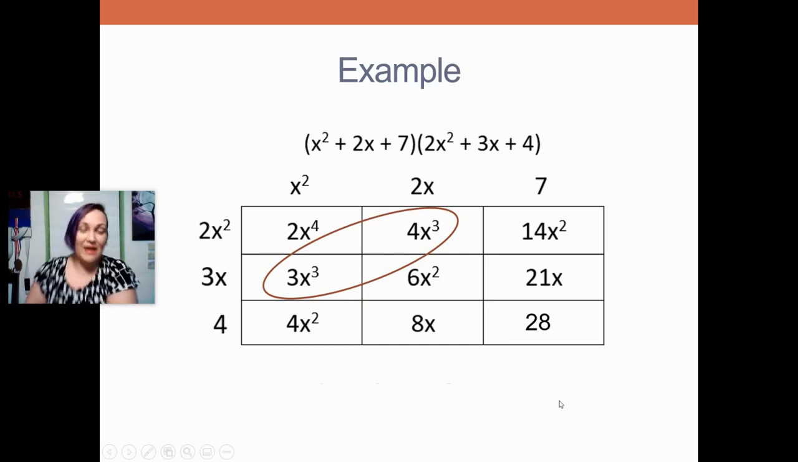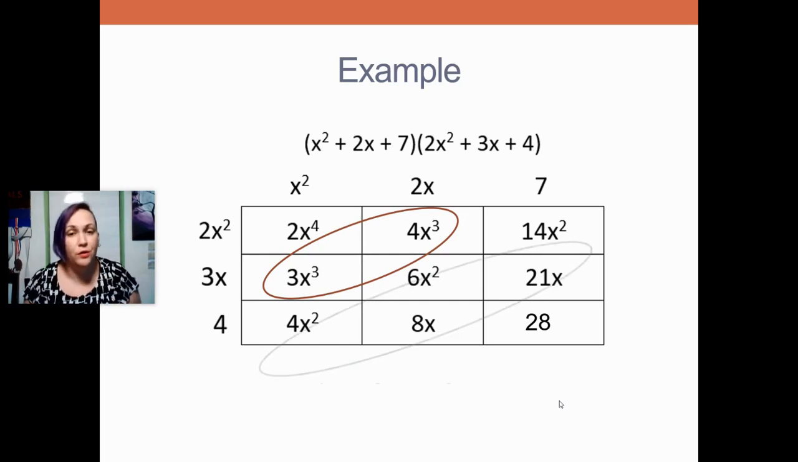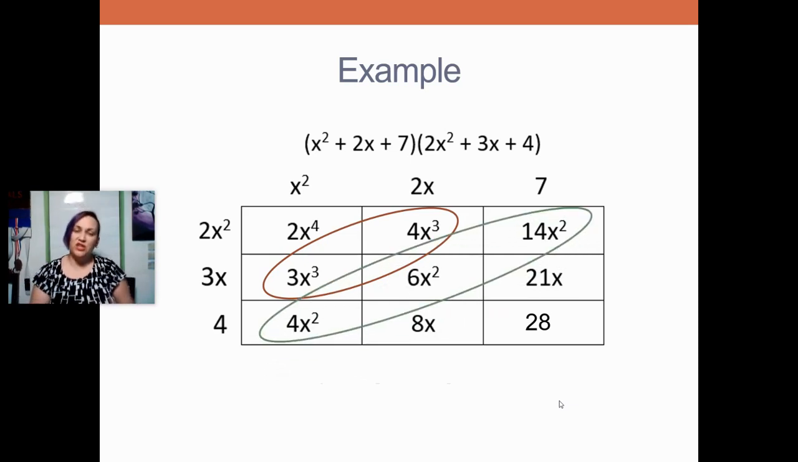Now for my next diagonal, it actually got a little bit longer because we added that third row. So for my x squares, I'm actually going to add together 3 boxes. 4x squared, 6x squared, and 14x squared. Now remember, you're just adding the coefficients. So I'm going to do, what do we got? 4 plus 6 is 10, and 10 plus 14 is 24. And I keep the x squared the same. So we're not changing our variables, just add the coefficients.